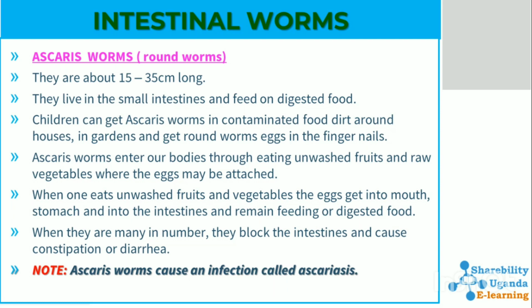When one eats unwashed fruits and vegetables, the eggs get into our mouth, stomach, and then into the intestines and remain feeding on digested food in the stomach. When they are many in number, they block the intestines and cause constipation or diarrhea. They are caused by an infection called ascariasis.